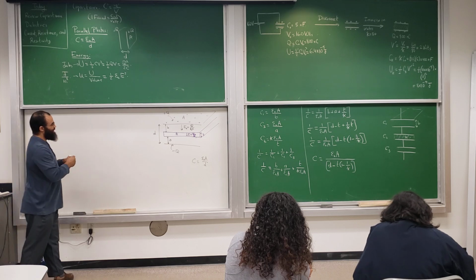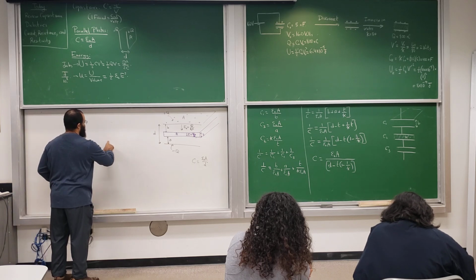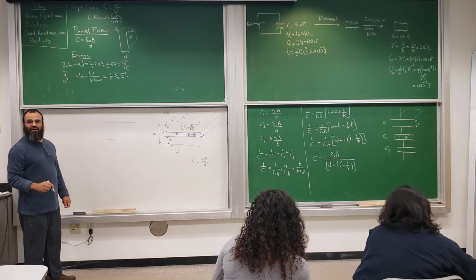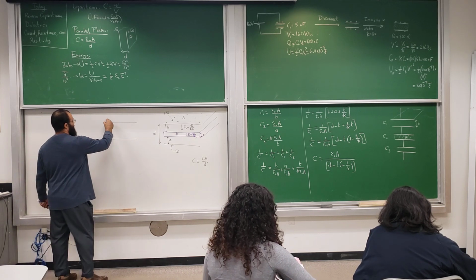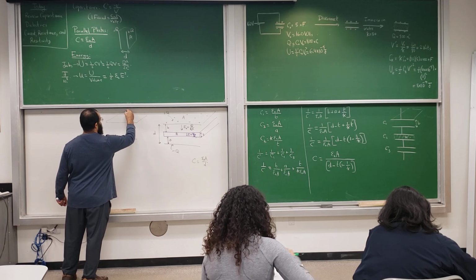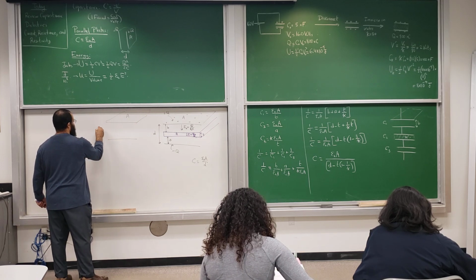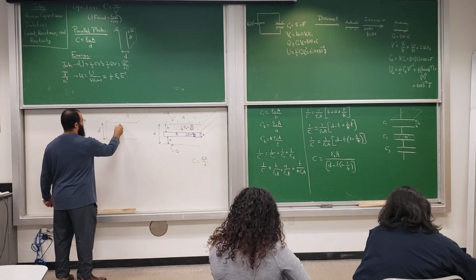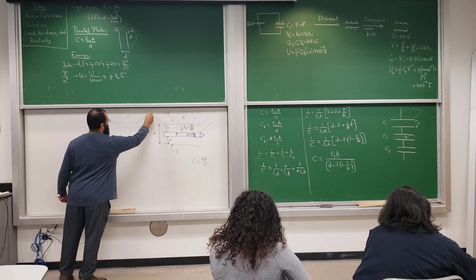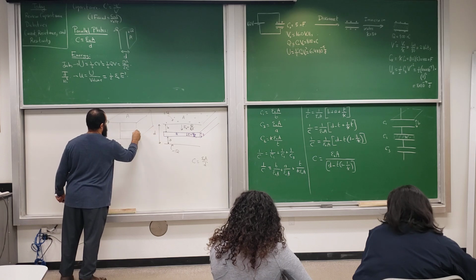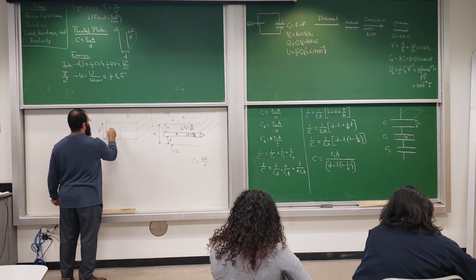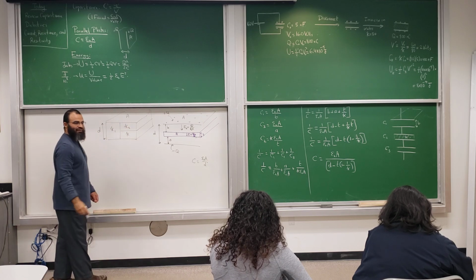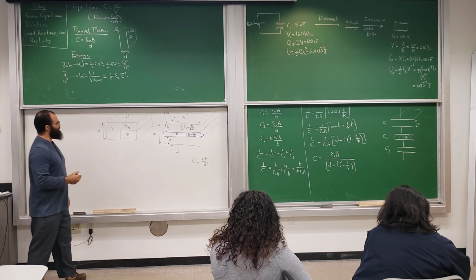Let's say I have a capacitor here. This is a capacitor, the area is A, and the distance is D. Let's say you fill it up with dielectrics, but you fill it up this way. So let's say you have kappa 1, kappa 2, and kappa 3. How would you find the capacitance here?